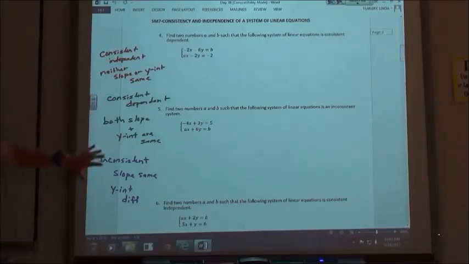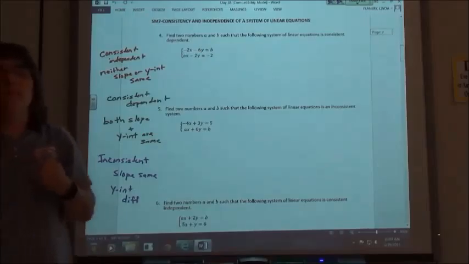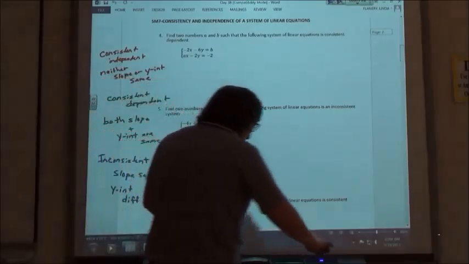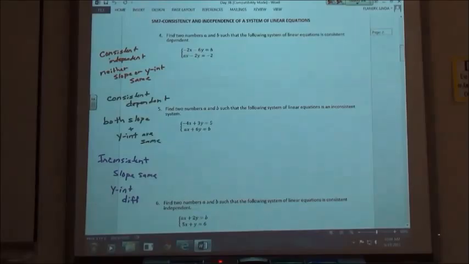So we have to keep this in mind, and we're actually going to do this problem very similar to the previous one, but now we're going to do two different proportions because we're going to be comparing both the slope and the y-intercepts. The first one says, I want to find the numbers for a and b so that I have a consistent dependent one. If it's consistent dependent, both the slope and the y-intercepts have to be equal to each other.